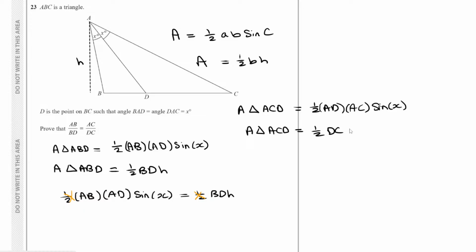Okay, so there's that. And then you can put those equal to each other. Half AD AC sine X is a half DC H. And again, if you wanted, you could cancel out the halves. They're kind of not really helpful. And then you just have to try and get these two to be the same.